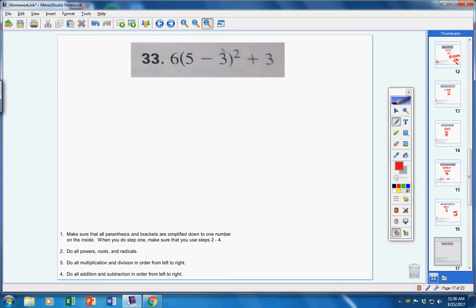Okay, let's take our parentheses here and let's simplify that down to one number. Okay, so I have 6 parentheses 2 to the second power positive 3. Does everyone see where the 2 came from? 5 minus 3 is 2.